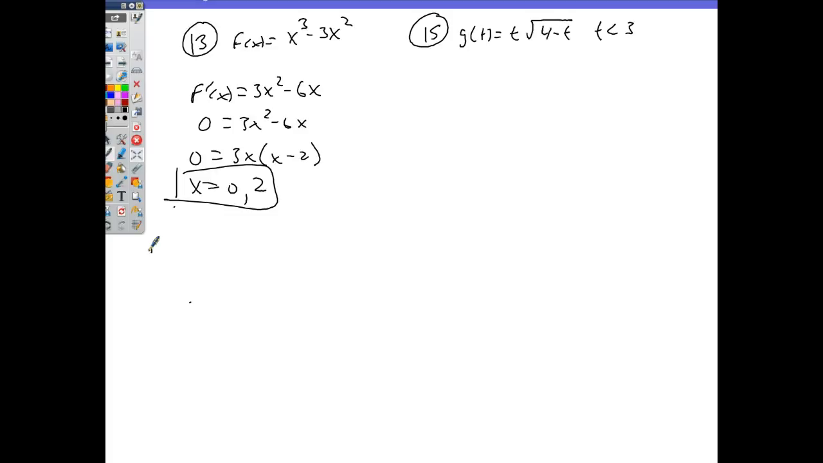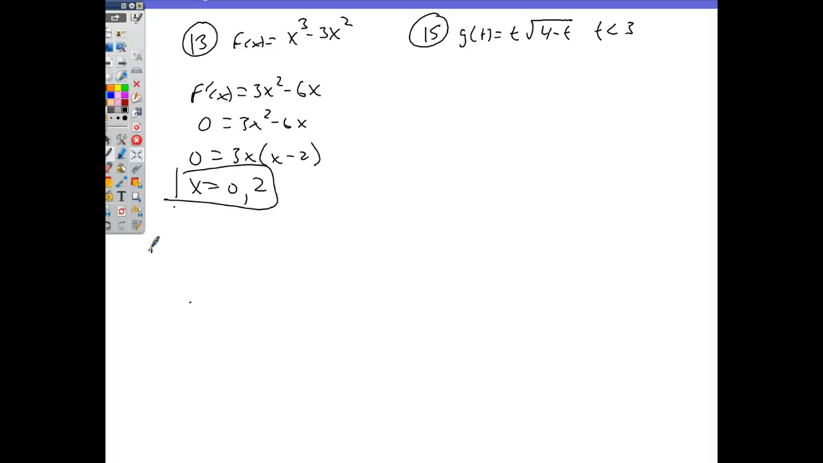Boom. Find me some more critical points for T, number 15. This would be better if it said less than or equal to 3. Then I'd have something fun to play with. But it says less than, so we'll just stick with it. Two things multiplied together. Uh-oh. Wait. This one's going to take a little work.